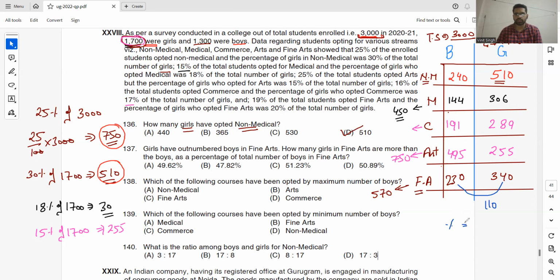In percentage, 110, and in the denominator, what value will we take? 230 or 340? It's very important. Now, we are comparing how many girls are more or less with respect to boys. So here we are comparing 340. It will be more or less from 230. 110 upon 230 into 100. When we solve it, we will get 47.82%.